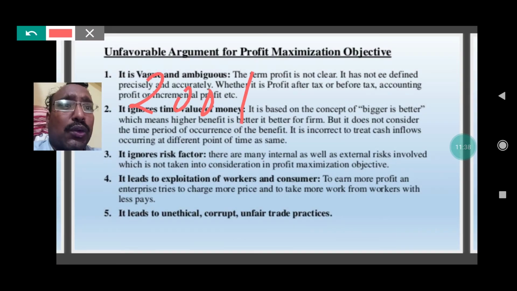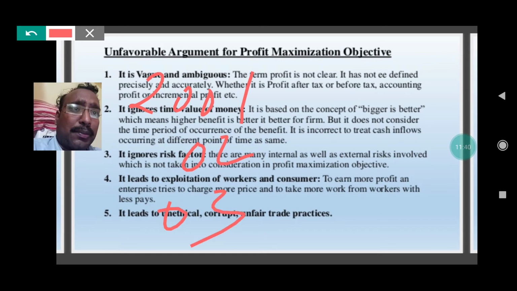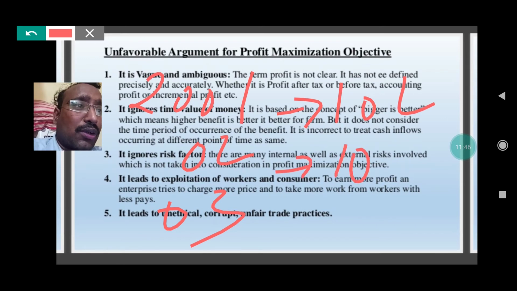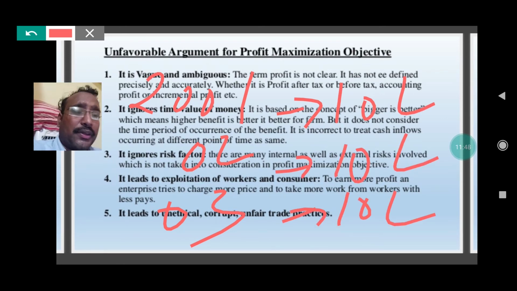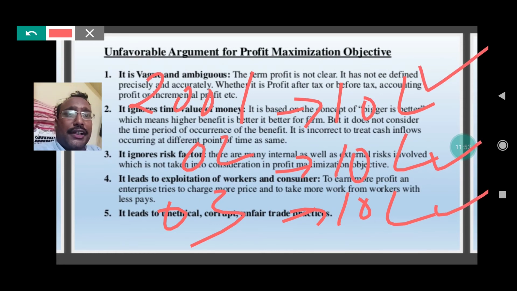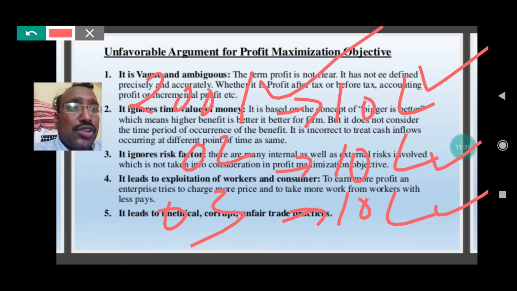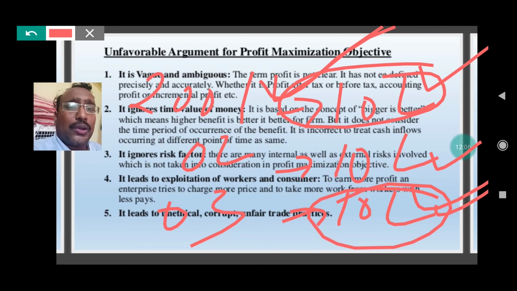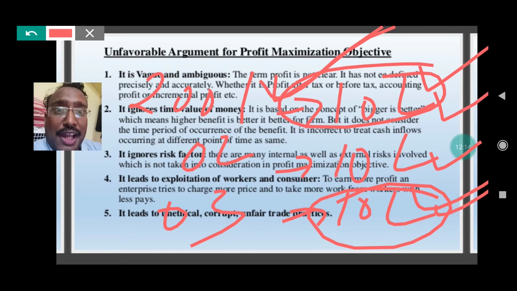2001, 2002, 2003, I will take three years as an example. In 2001 the firm has a 10 lakh profit, in 2002 also 10 lakh profit, in 2003 also 10 lakh profit. So profit maximization tells only that there is 10 lakh profit in the books of account in each year, but time is not considered here. 2001's 10 lakh value is not equal to 2003's 10 lakh value, isn't it? Because this value is more than this, isn't it? Every year the value of money goes on decreasing. So that's what profit maximization tells, only profit, but what time it is not considered.